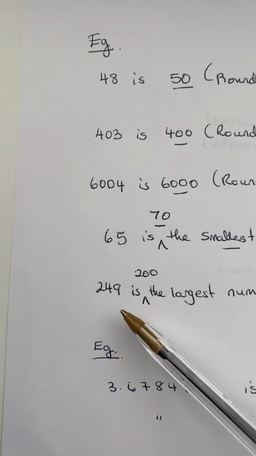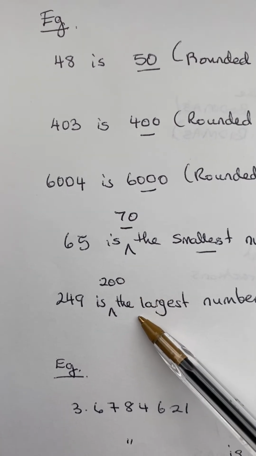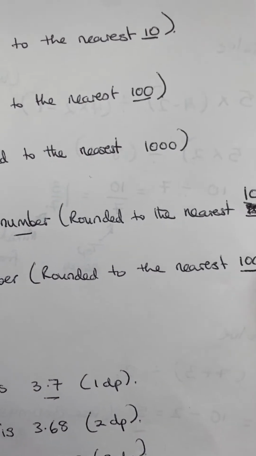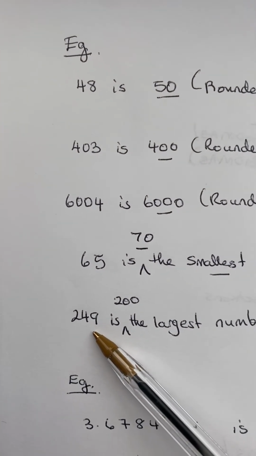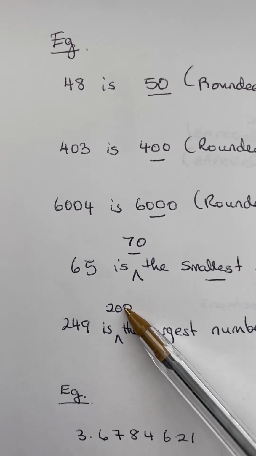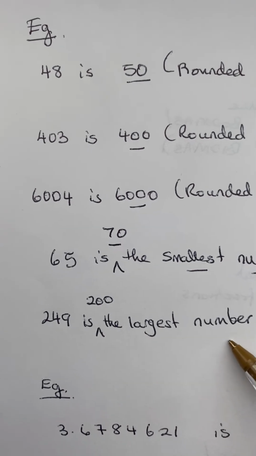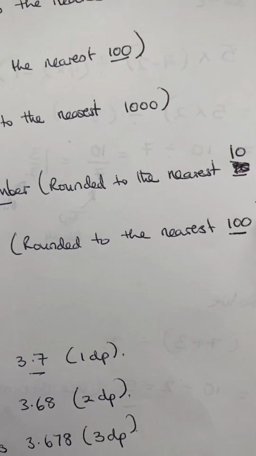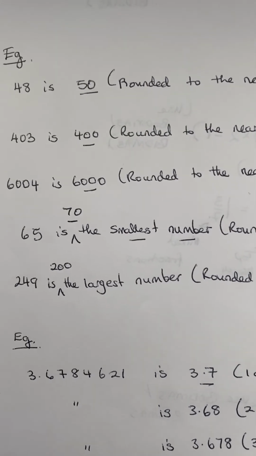Okay, now 249 is 200, the largest number that rounds to 200 to the nearest 100. So if it were 251, then that would be 300. But 249 is the largest number that I can round off to 200 to the nearest 100. I hope I'm making some sense.